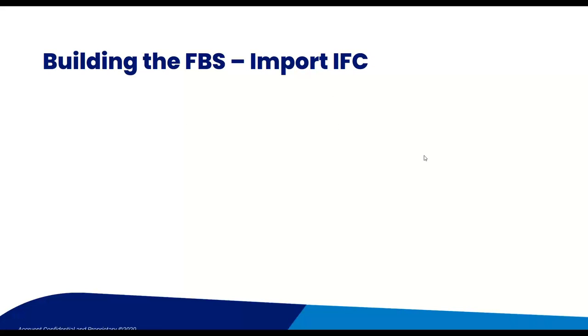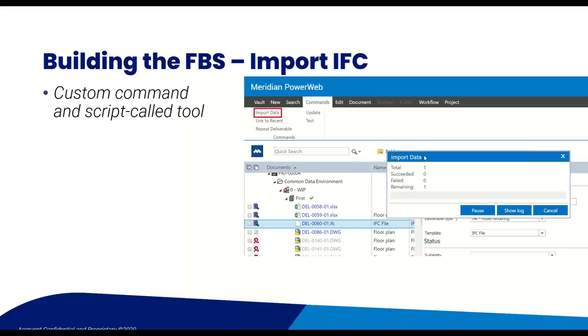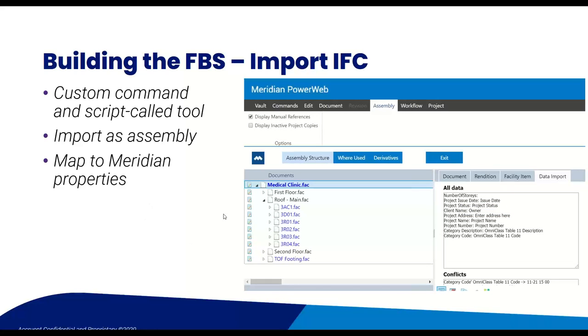If you then take a look at how it works today in Meridian, this is about an IFC file, so this is a piece of customization. If you have a nice IFC file, here you see the Meridian user interface again. We can import that data. It will then be represented in Meridian as a so-called assembly. And we can map the information that we get to Meridian properties so that it becomes searchable.